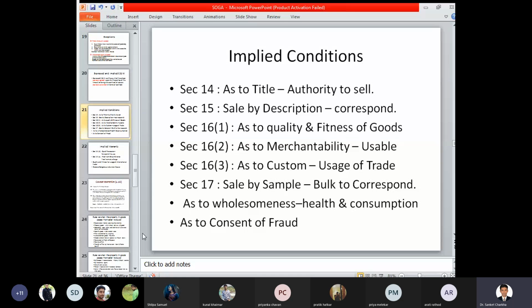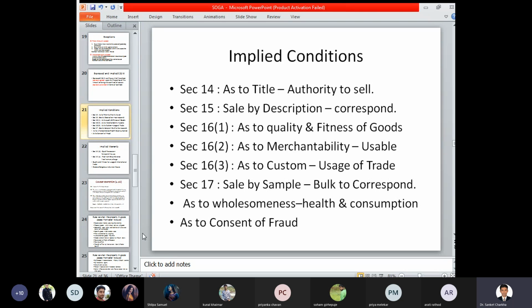Sections 14, 15, 16, 17 deal with the considerations with respect to implied conditions. Express conditions need no explanation: you specifically mention to the seller the description of the goods, why you need to purchase them, and so on, either in written or oral format. It is assumed that the goods and services will be of that particular category or type only. In this way, we can identify the express condition and express warranty. Now, implied condition: section 14 deals with the implied condition as to title.